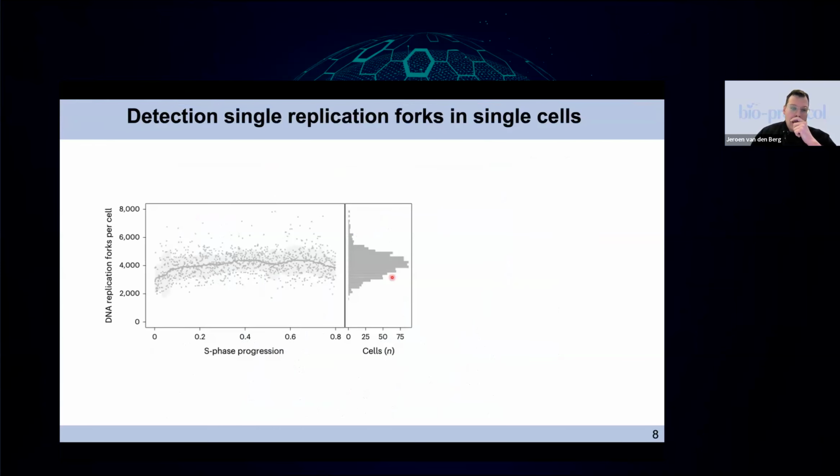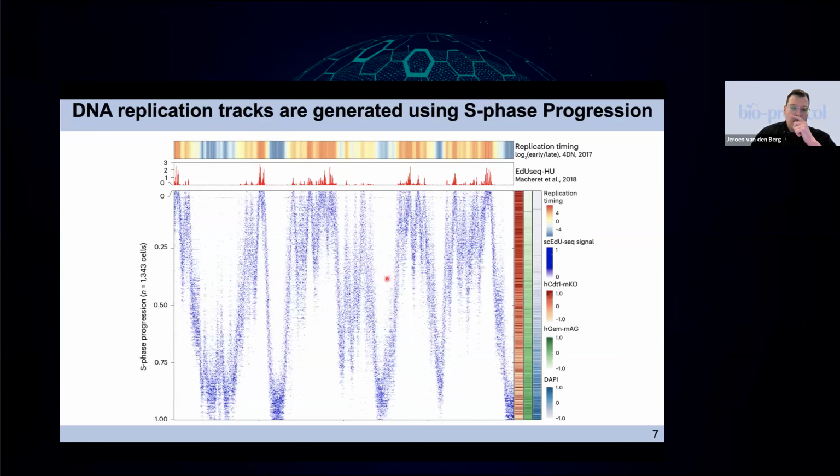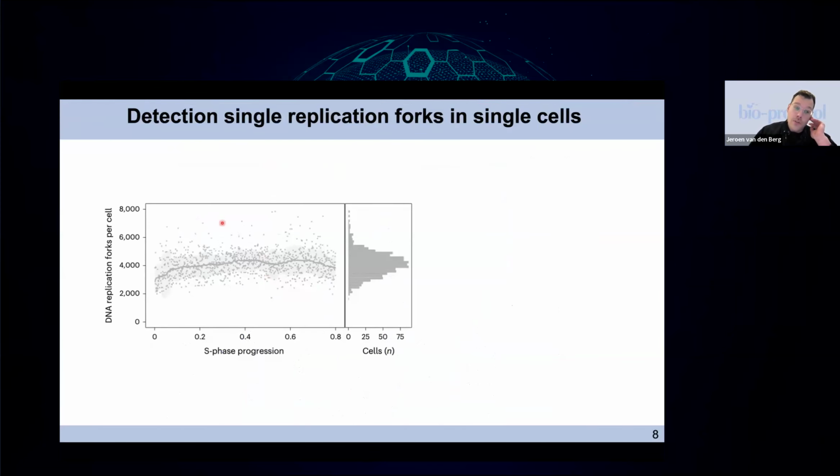In order to do that, we want to estimate how many of these blue stretches there are in a single cell at any given moment. So we use a hidden Markov model, and with this hidden Markov model, we can detect the number of DNA replication forks in single cells. What we can see is that this is indeed a quite stable number over S phase progression. So throughout DNA replication, we see that there is a given number of DNA replication forks that follow almost a Gaussian distribution.